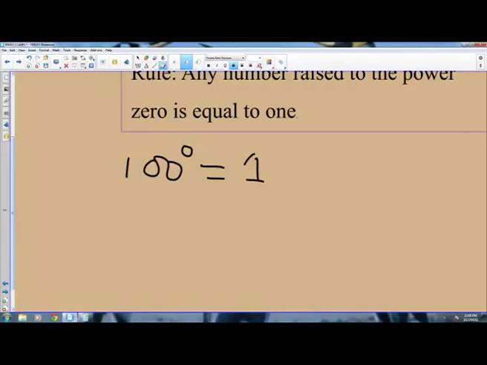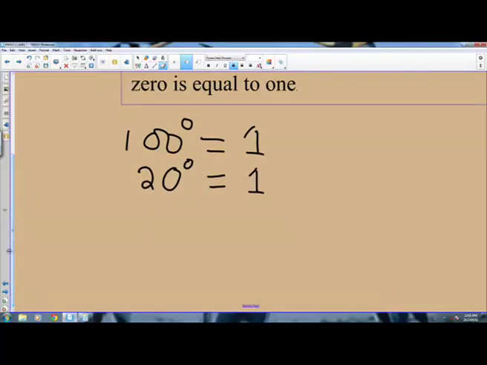Take, say, 20 to the power 0. 20 to the power 0 is 1. So any number raised to the power 0 is equal to 1. And then we can always look at the mathematical demonstration of this power of 0.